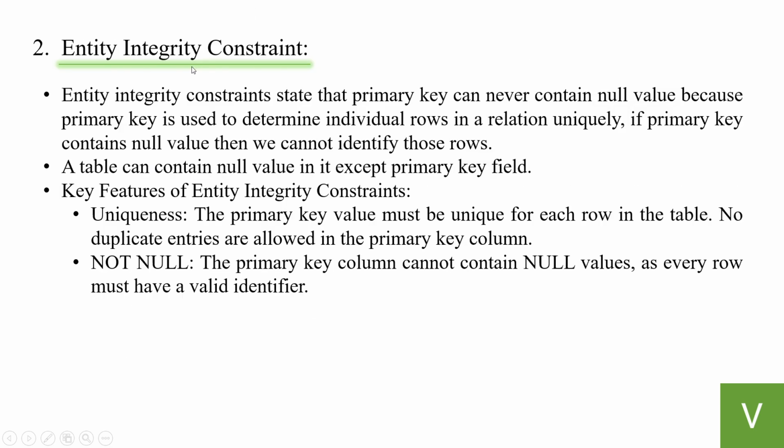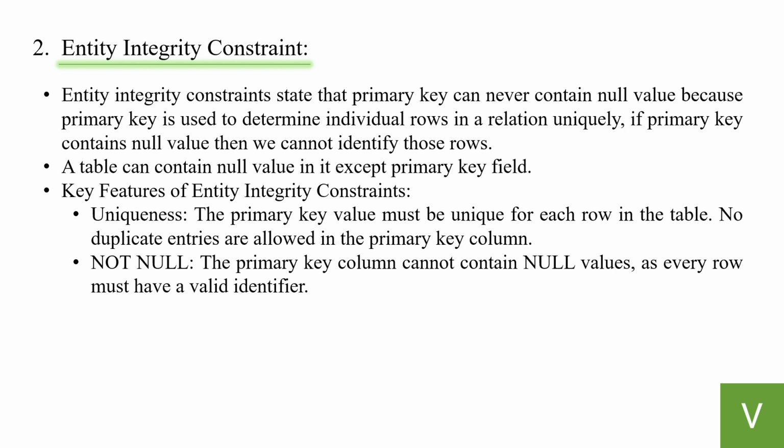Now let us look into the second type, which is entity integrity constraint. Entity integrity constraint states that a primary key can never contain null values, because the primary key is used to determine individual rows in a relation uniquely. If the primary key contains null values, then we cannot identify those rows. So here, what is a primary key? A primary key is used to represent the entire row or a record.